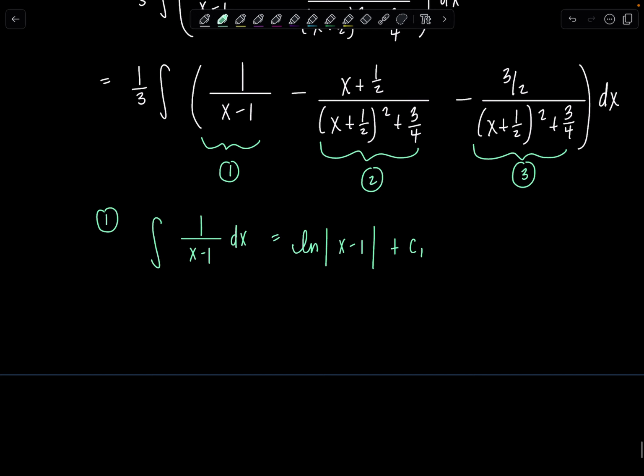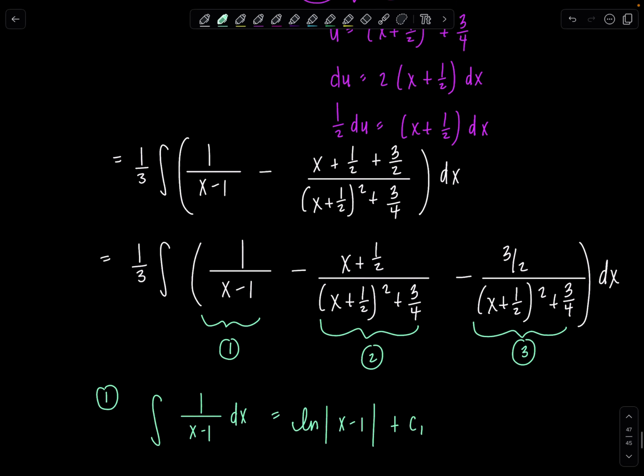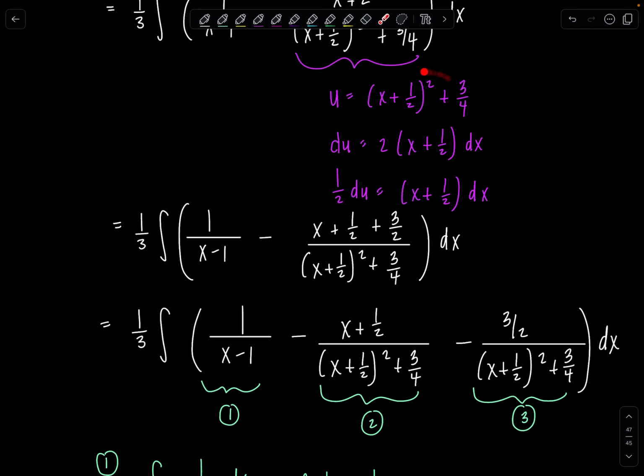Good. Integral number 2. We have x plus 1/2 over x plus 1/2 quantity squared plus 3/4 dx. Do you remember we set it all up so that this would just be the most gorgeous little u sub? So u is the entire denominator. Let me just copy it. Maybe you won't remember.